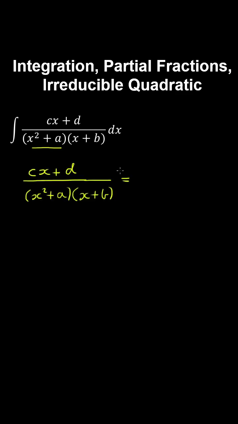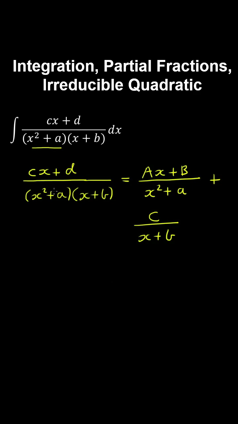We have a rational polynomial function where the degree of the polynomial in the numerator is smaller than that in the denominator, but we have an irreducible quadratic factor in the denominator. So we can use partial fractions to simplify the integrand as follows. And for the irreducible quadratic, we write ax plus b on the irreducible quadratic factor. So as you can see, the degree of the polynomial in the numerator is still smaller than that in the denominator. And then for the distinct linear factor, we add another constant on x plus b.